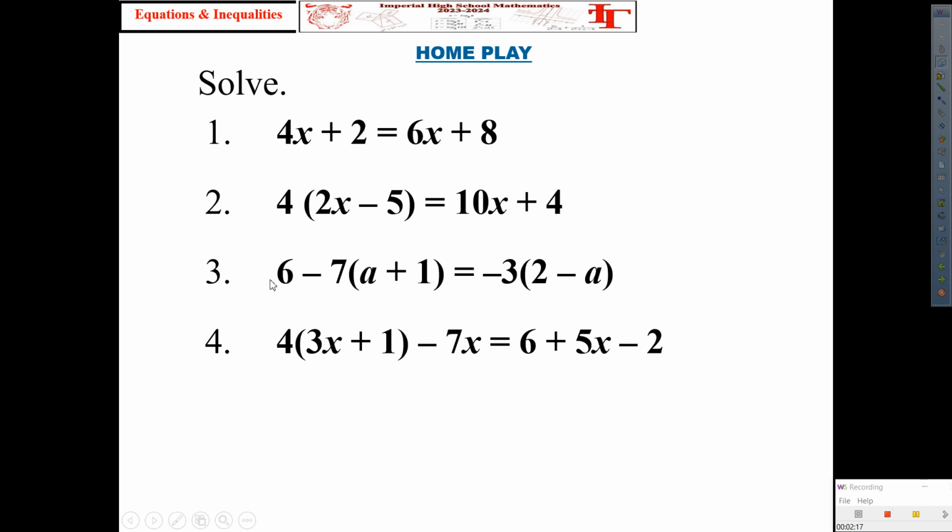Number 3 is 6 minus 7 parentheses 8 plus 1 close parentheses equals negative 3 open parentheses, 2 minus a, close parentheses. And number 4, 4 times parentheses, 3x plus 1, close parentheses, minus 7x equals 6 plus 5x minus 2. Copy that.